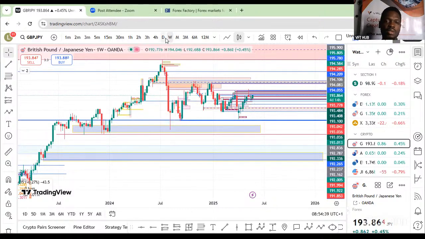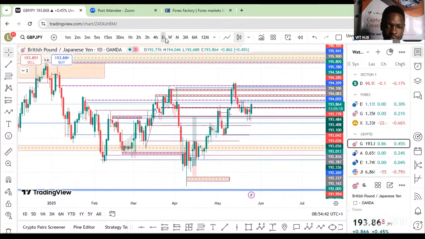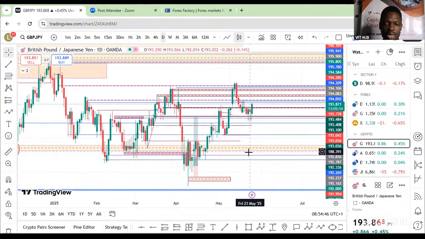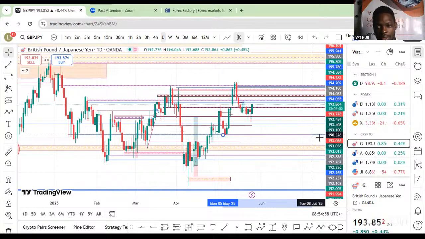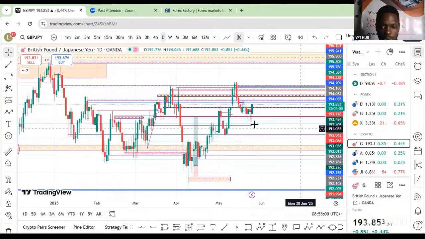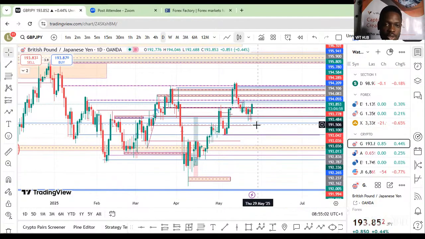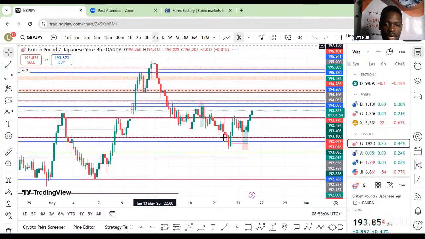Now, if you look at it from the daily time frame, it makes much more sense how we expect the GBP JPY to tank to some level first to come and take out liquidity here. That is what we've been expecting for some days now, and it's just doing it little by little. All right, so that is what we are expecting for GBP JPY. Now, what is the trade for GBP JPY? Let's look at that from the 4-hour time frame.